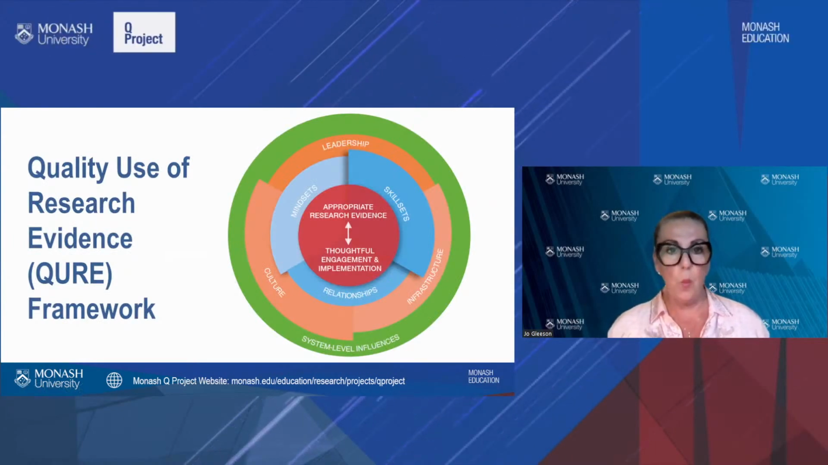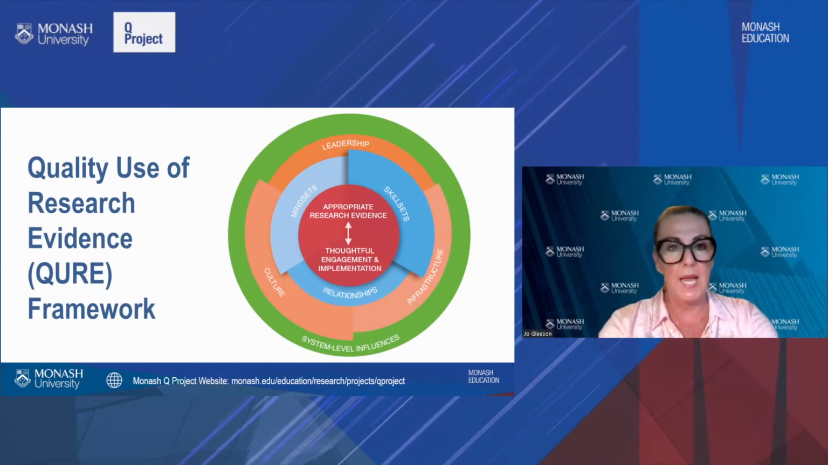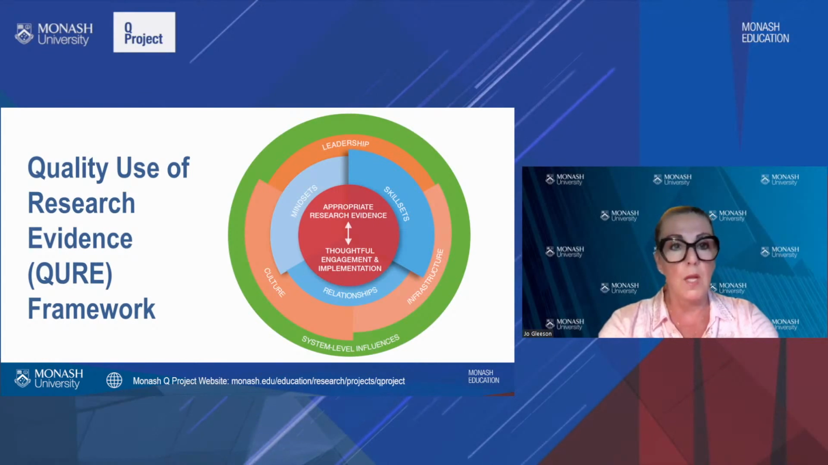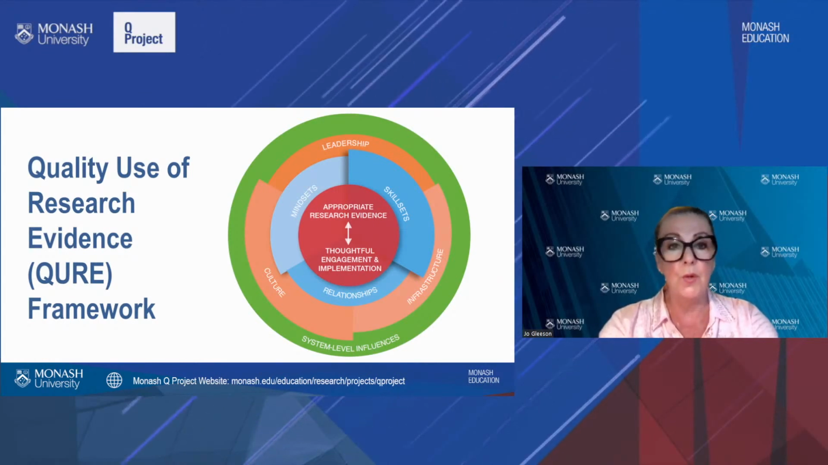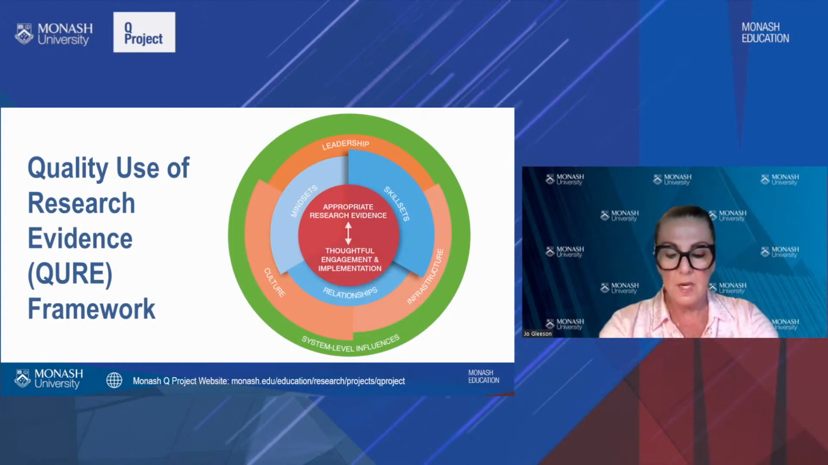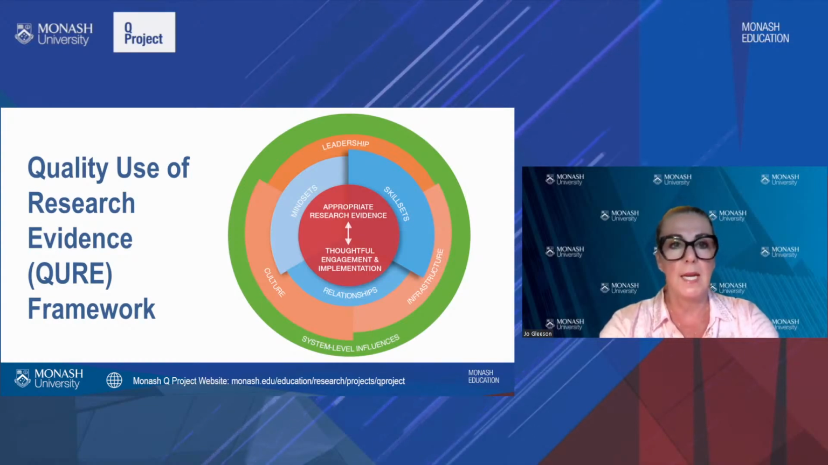From Strand 1, where we conducted a cross-sectoral review of literature regarding research use, we conceptualised a framework of quality research use. The framework comprises 2 core components at the centre here on this slide: appropriate research that is thoughtfully engaged with and implemented.